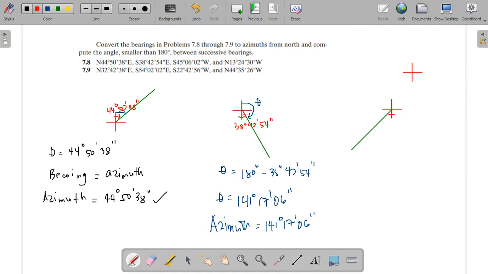Ito yung bearing natin. Okay, and this is 45 degrees, no? 45 degrees, 06 minutes, 02 seconds. And then, of course, we have this as our azimuth. Okay, theta.